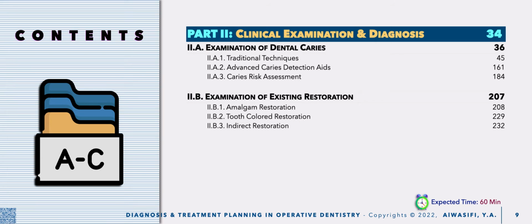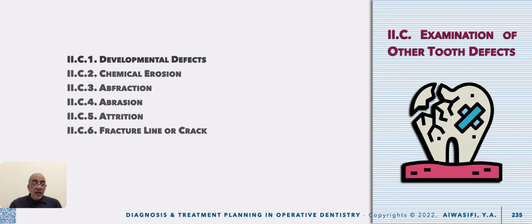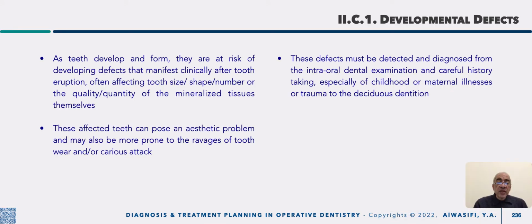Also, we discussed different techniques for caries risk assessment. Then we discussed examination of existing restorations, including amalgam, composite resin restoration, and indirect restoration. Today, in this episode, we will discuss how to examine other tooth defects, including developmental defects, chemical erosion, abfraction, abrasion, attrition, and fracture line. Let us go on, and we will start with developmental defects.